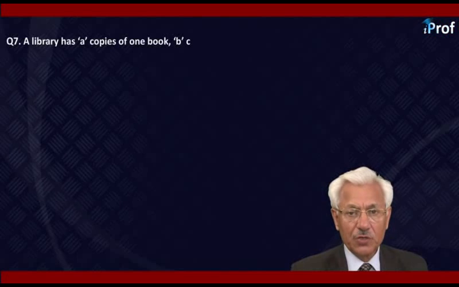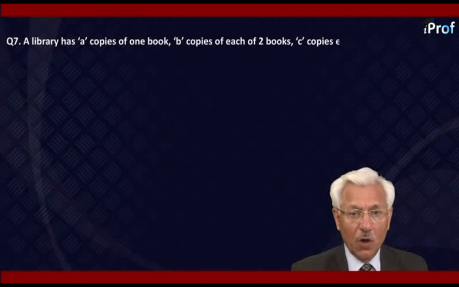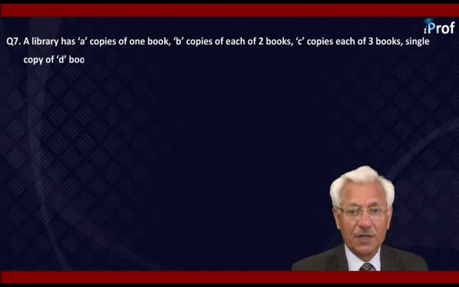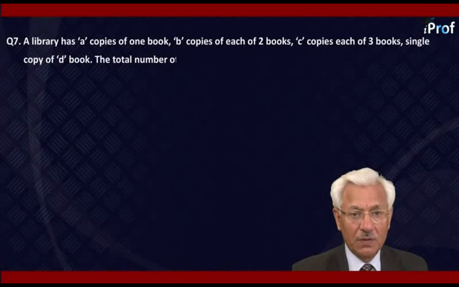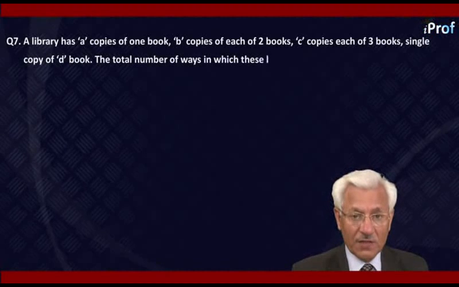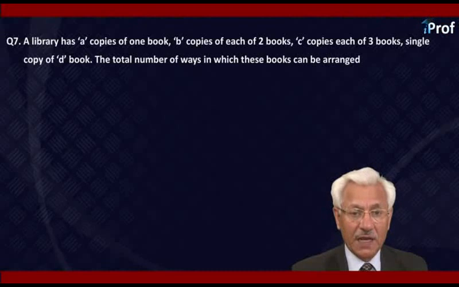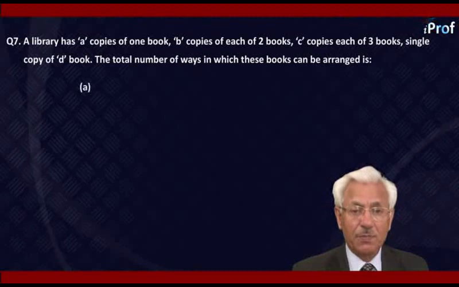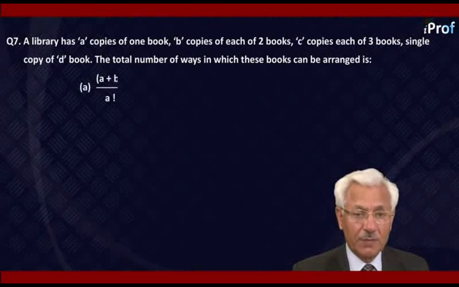A library has A copies of one book, B copies each of two books, C copies of each of three books, and a single copy of D books. Then the total number of ways in which these books can be arranged is: the first option is (A plus B plus C plus D) factorial divided by A factorial into B factorial into C factorial.